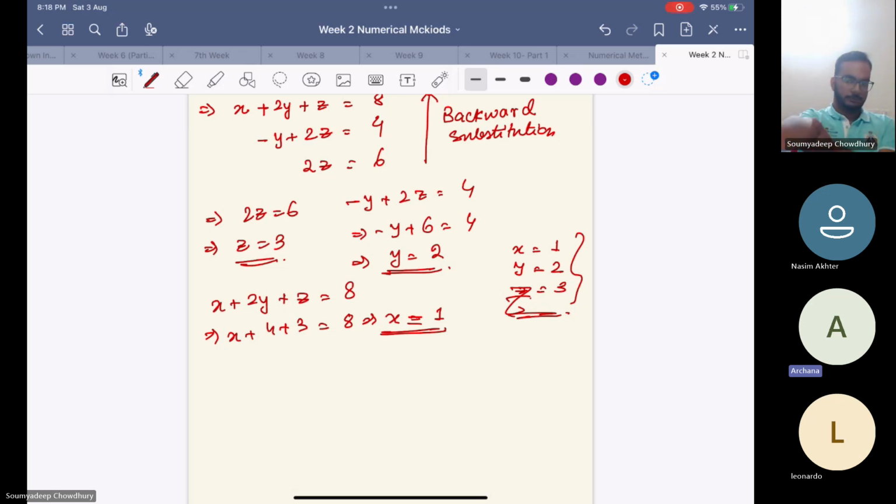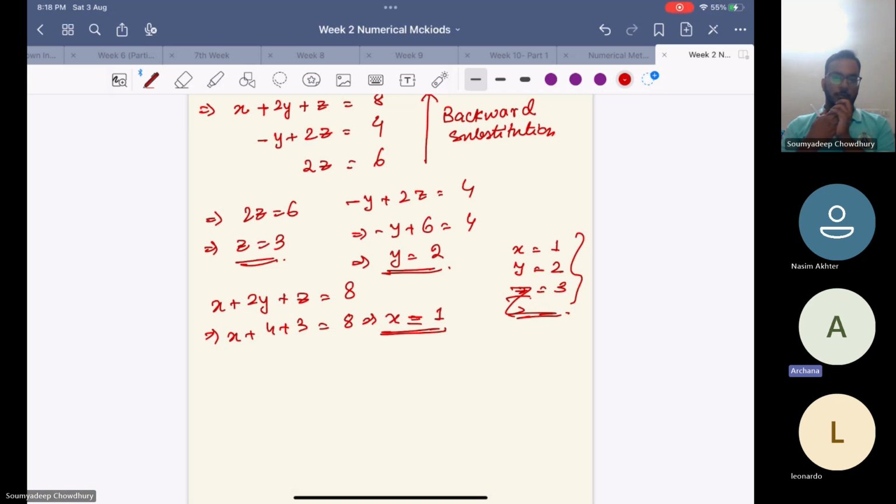Sir, in the Gauss elimination, can we take the decimal also? Yes, decimal means, can you clarify it? In the week 2 assignment, they have given 5x plus 3.8y minus 1.8z is equal to 0. Yes, that is the equation. The coefficients can be anything. It can be a fraction or it can be a whole number, anything. You have to follow this procedure.